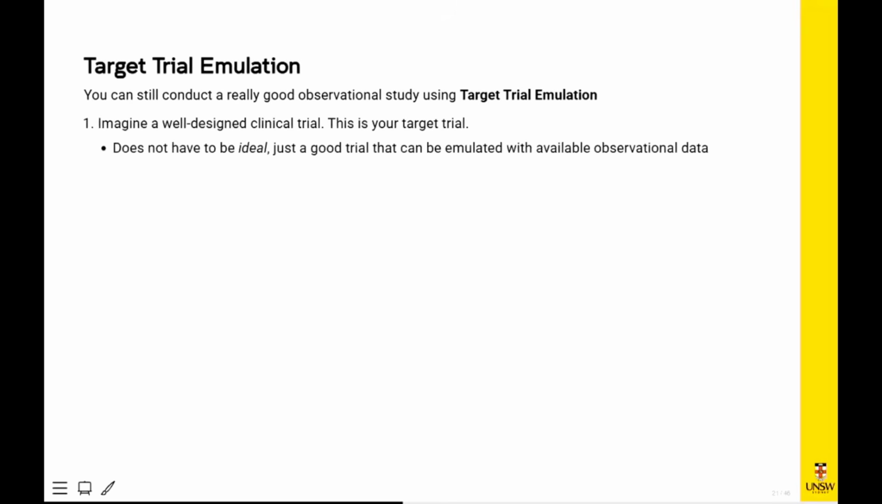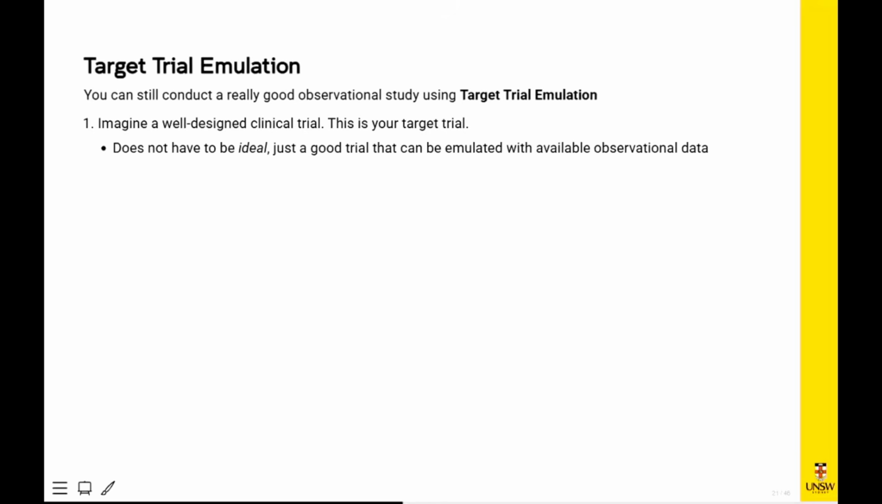Okay, so what is a target trial emulation? Imagine a well-designed clinical trial. That is going to be your target trial. So you're coming up with a hypothetical situation in which you were able to run some sort of clinical trial. That's what you're aiming for. It doesn't have to be ideal, particularly because you're going to design it knowing what your available observational data look like.